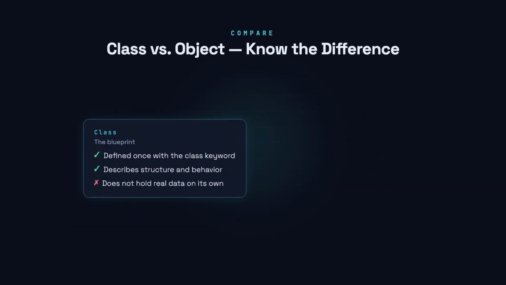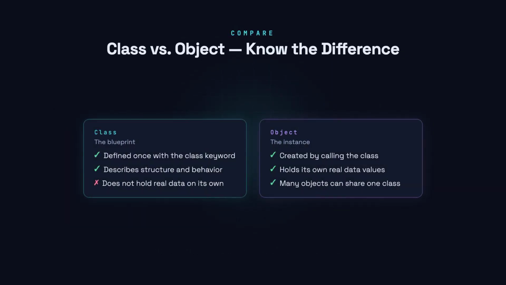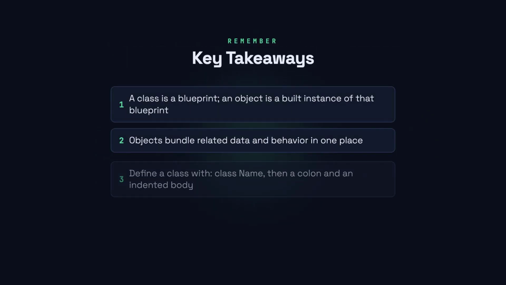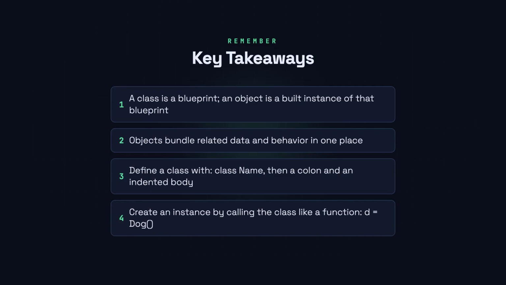Remember, the class is written once and acts as the blueprint. Every time you call that class, you get a fresh object, its own separate instance, that can hold its own data. To wrap up, a class is a blueprint, and an object is what you build from it. Use classes whenever you want to group related data and actions together into a single reusable structure.